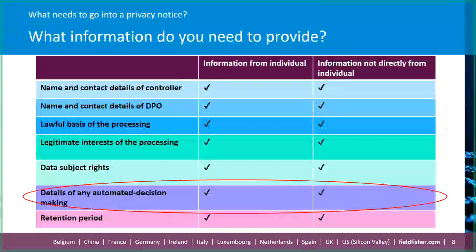So if you're making automated decisions, then you also need to tell people that they have a right not to be subject to an automated decision if it will have a legal or other significant effect on the individual.